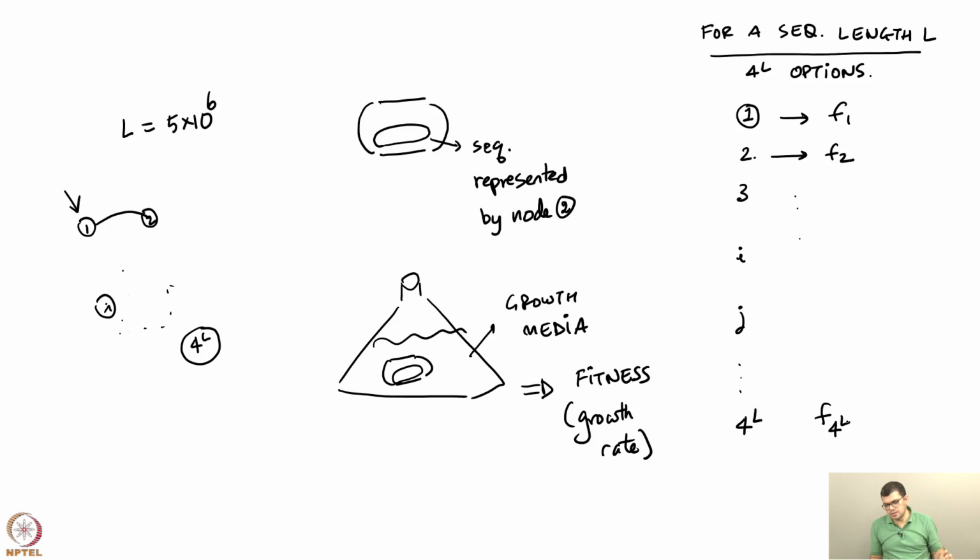And we say that this is a thought experiment because of the sheer numbers involved in this. If L is 5 into 10 power 6, there is no way we can do this experiment for 4 to the power 5 into 10 power 6. But anyway, in this thought experiment, E. coli carrying DNA represented by nodes is added to growth media and the growth rate is measured. So, we have a number corresponding to every one of these nodes that we have drawn here.